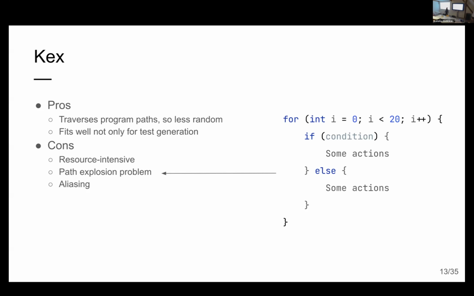And the third problem is aliasing. We sometimes have different names for the same part of memory, and we need to be sure that we correctly understand where each name points to.